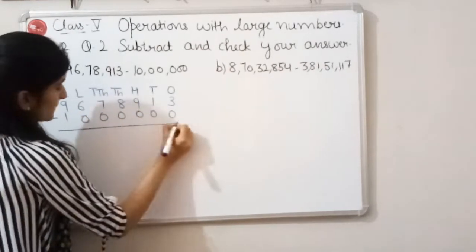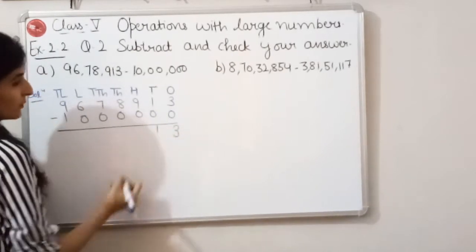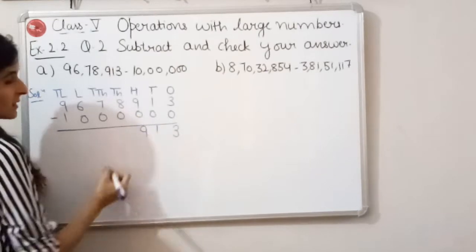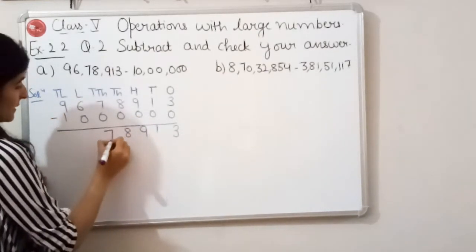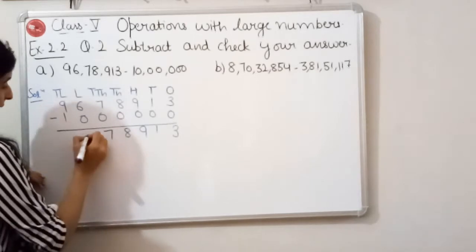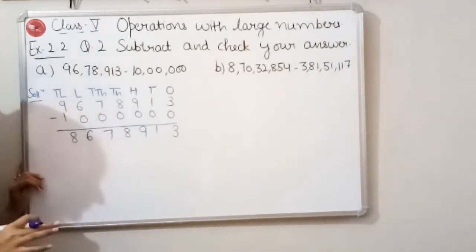Now we have to subtract this. 3 minus 0 is 3. 1 minus 0 is 1. 9 minus 0 is 9. 8 minus 0 is 8. 7 minus 0, 7. 6 minus 0, 6. 9 minus 1, 8. Now we have subtracted.